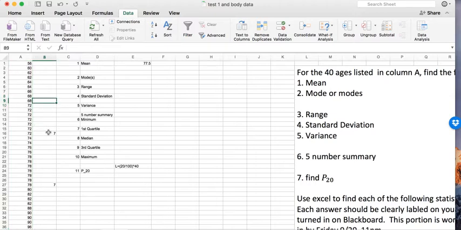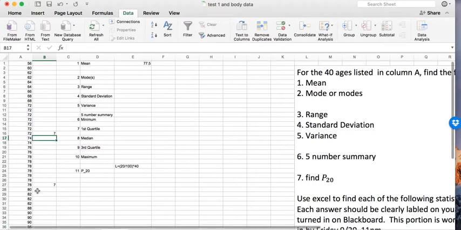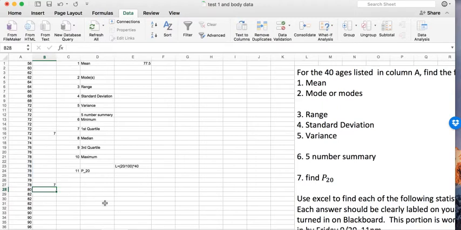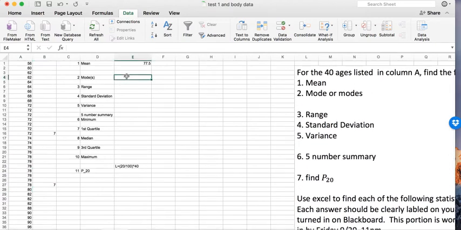It looks like there are a lot of occurrences of 72. So I did a count of those and I found that there were 7. It looks like there are a lot of occurrences of 78. So I did a count of those and I found that there were 7. And it doesn't look like there are any other numbers that occur 7 times. So I am going to call the modes 72 and 78. They occur most often.